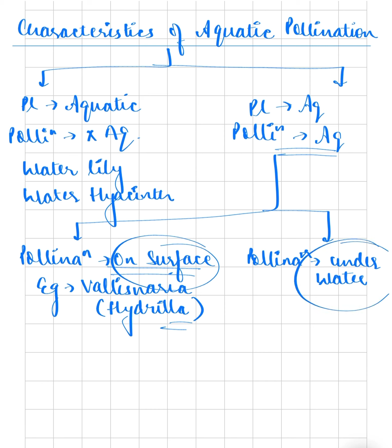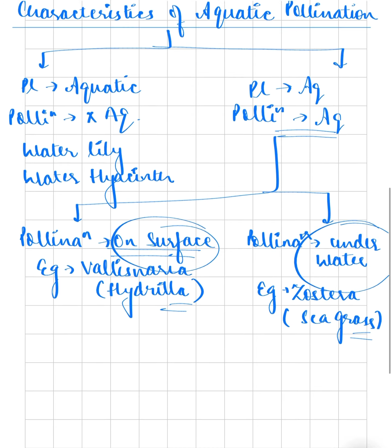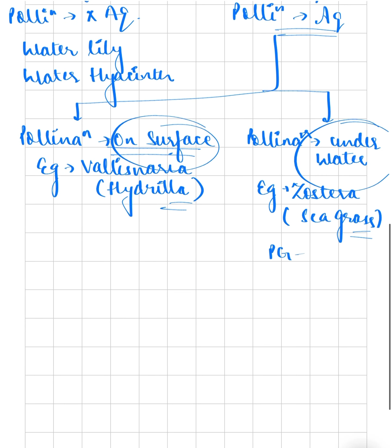The example of pollination underwater is Zostera, which is also known as seagrass. In this, the pollen grain is ribbon shaped and floats on the same level as the female flower. Here, the pollen grain has a special covering of mucilage. This prevents the wetting of pollen grain.